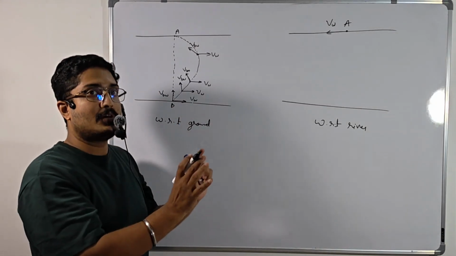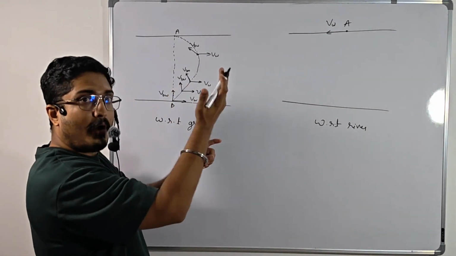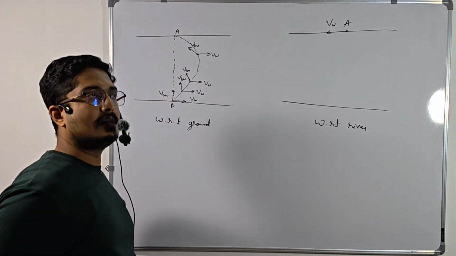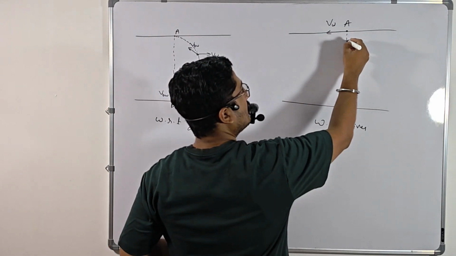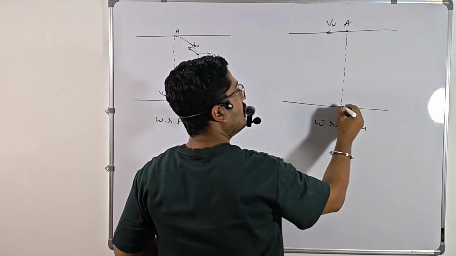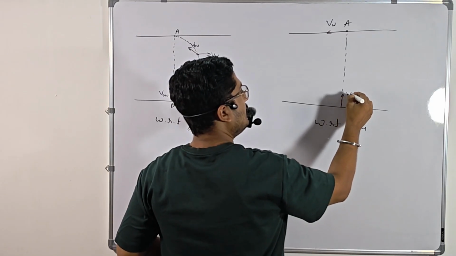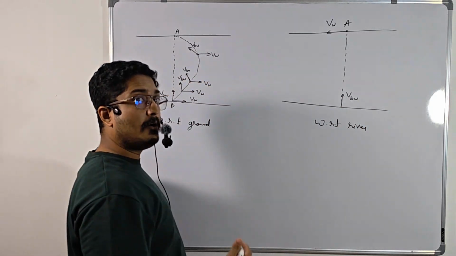Because the water will remain stationary for you, it looks like point A, that port, is moving backwards with a velocity vw. And what is the velocity of the boat? The velocity of the boat will be the same, that is vbw.